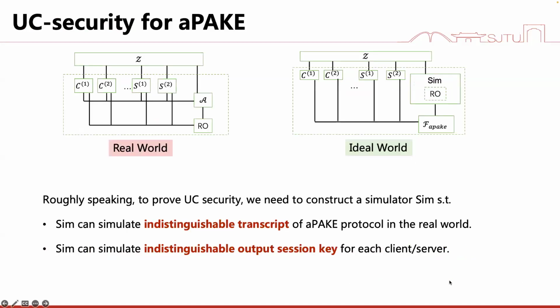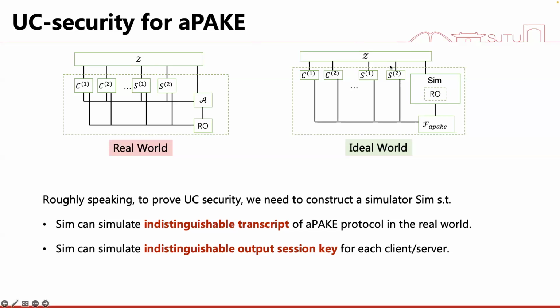Now I will briefly introduce the UC security model of aPAKE. In the real world, the environment Z first inputs password into each client and server. Then the client and server can run the aPAKE protocol. And here the adversary serves as a public network. It can insert, drop, or modify any message. And finally, each party computes a session key and returns it to the environment.